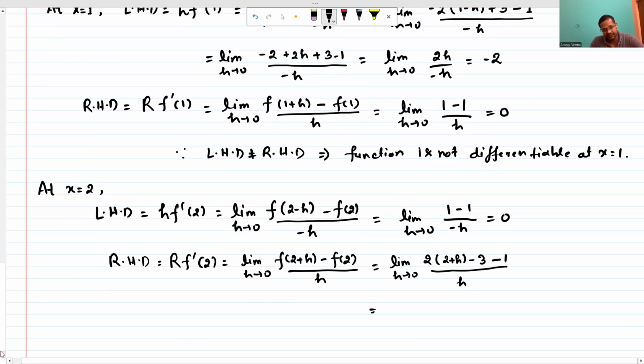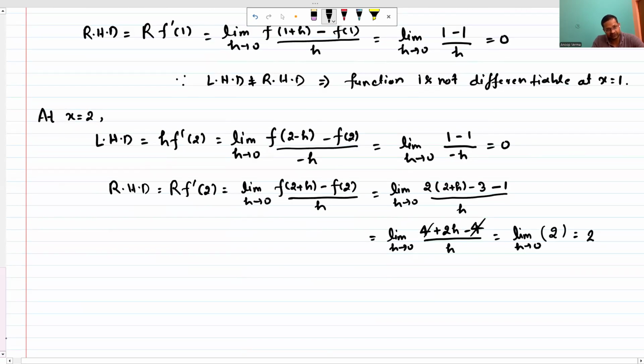So it will be limit h tending to 0 of (4 plus 2h minus 4) divided by h. So from here you will have 4 minus 4 is 0, and h cancels with h, so you will have limit h tending to 0 of the value 2. So the right hand derivative is 2, and the left hand derivative is 0.